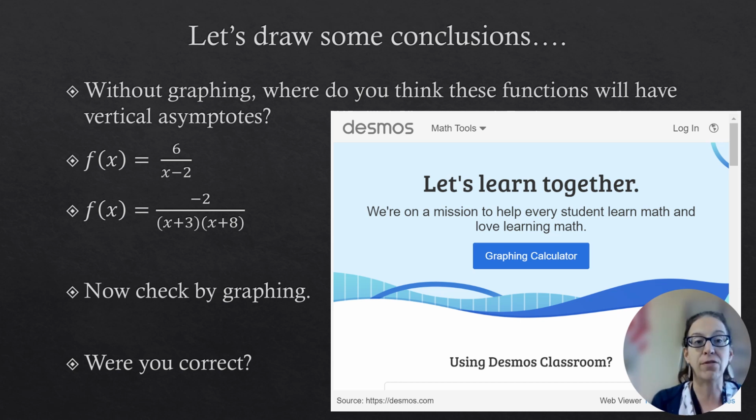Now, without graphing, where do you think these functions will have vertical asymptotes? Now that you've had a chance to explore and look and see if you can find some patterns, we want to make a prediction based off of the patterns that we've observed and see where these functions will have vertical asymptotes. So pause the video and make a quick prediction in your notes somewhere.